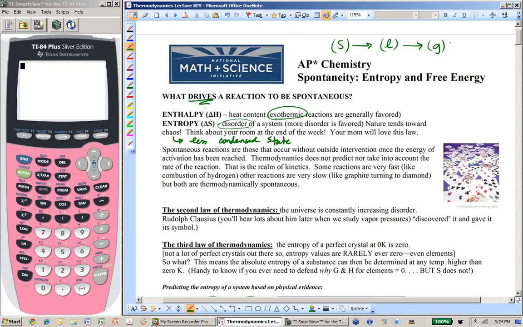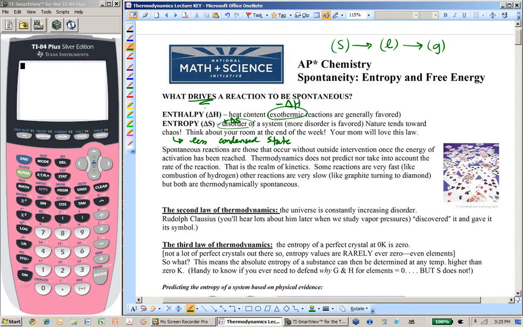But essentially, if you lock onto the fact that enthalpy and entropy are driving this, and that exothermic is favored and entropy such that the disorder is increasing is favored. So that's a positive delta S, whereas this would be a negative delta H. This would be a positive delta S.